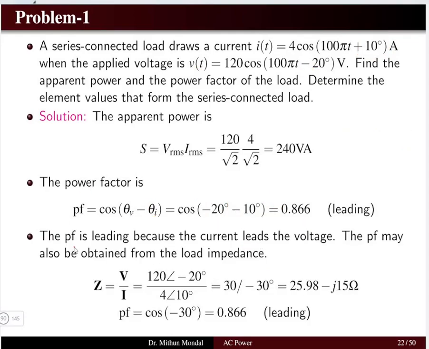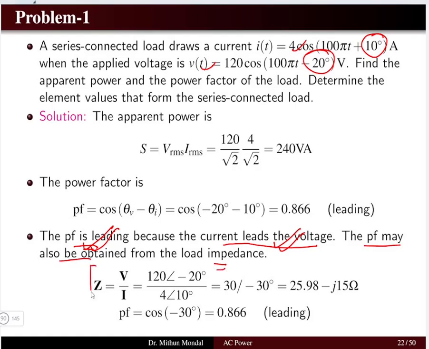Now, the power factor is leading in nature because the current is leading the voltage. If you see the current, it is leading the voltage because of this angle. From the angle of voltage and current, you can decide whether the current is leading the voltage or the voltage is leading the current. We can easily see that current is leading the voltage, so the power factor is leading in nature. The power factor may also be obtained from the load impedance. Okay, how? Let us see that.